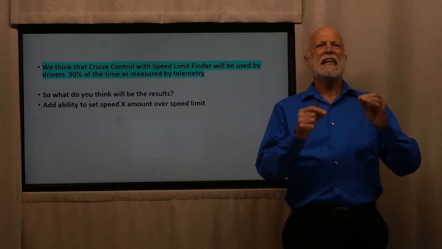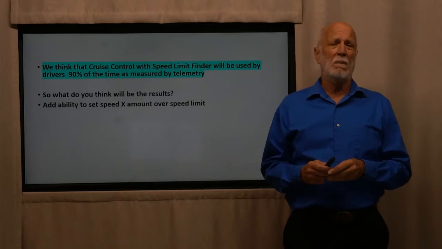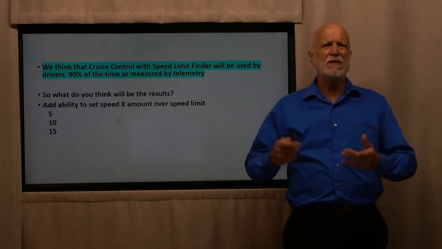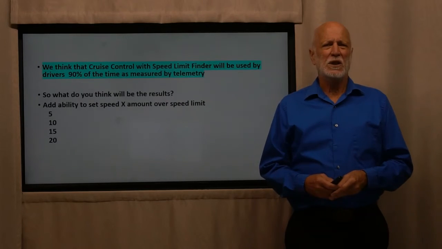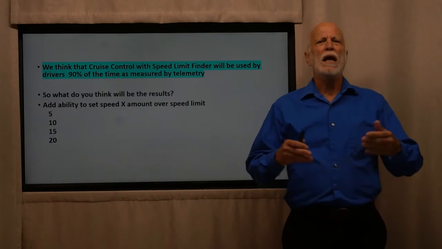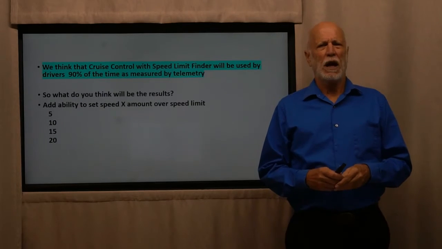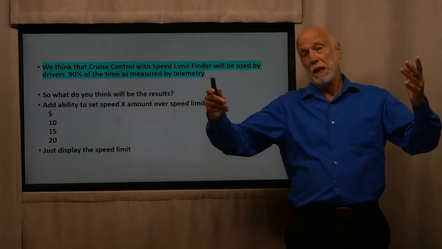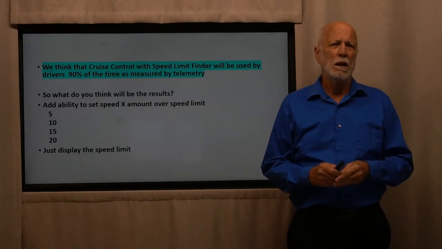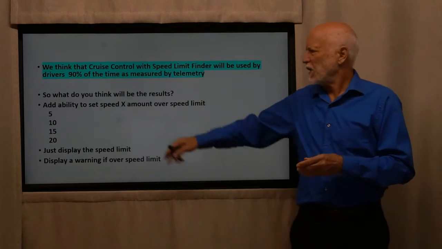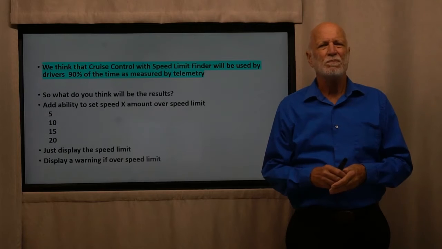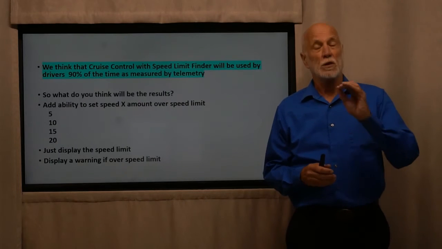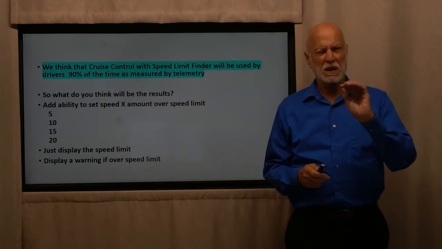Maybe we need an ability to set the speed to some amount over the speed limit. What should that be? 5 miles per hour? 10? 15? 20? Oh, if you're going to sell this in Massachusetts, where I used to live, 20 miles per hour is the minimum that you're driving over the speed limit. Or perhaps we just display the speed limit. Relatively simple. Or maybe you give a warning if you happen to be a particular miles per hour over it. And Elon Musk can rest happy, because he's not going to be responsible for setting the speed over the speed limit. The driver is.